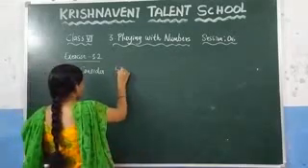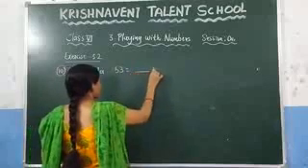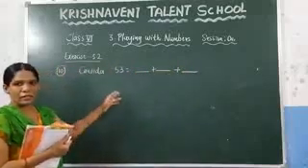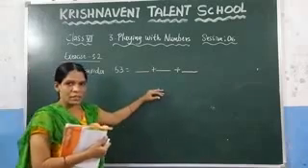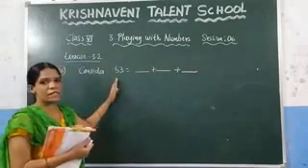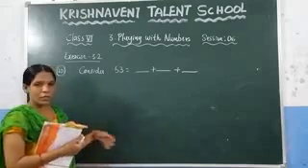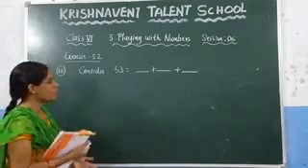Need to write 53 as the sum of three prime numbers. That means you need to add three prime numbers such that you get the result 53. What are those numbers you need to write? You can check it on your own. You can write it. What are those numbers?